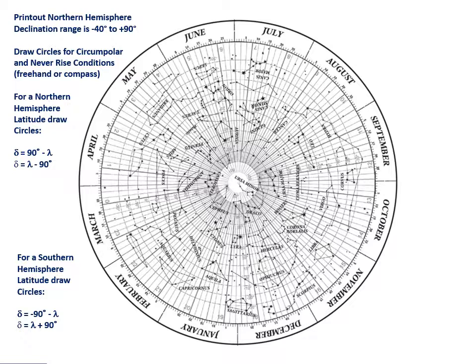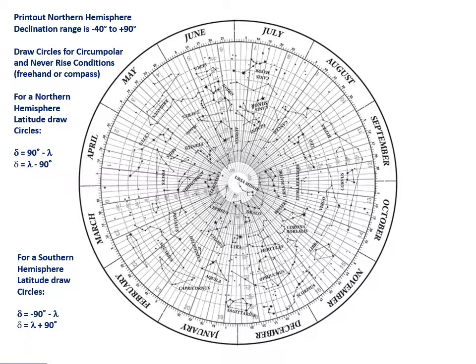For a northern hemisphere observation site, the condition for circumpolar stars is that the declination must be greater than the difference of 90 degrees and the site latitude. For the southern hemisphere, this value is the difference of minus 90 degrees and the latitude. If this declination is between minus 40 degrees and 90 degrees, sketch or use a compass to make a circle marking this value.